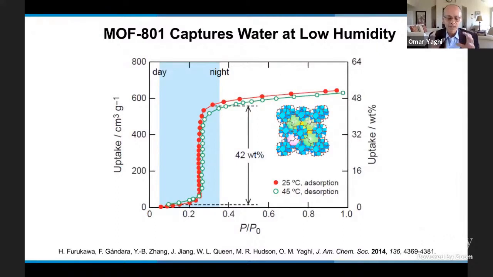But for a MOF, you have the inorganic part, let's call it the hydrophilic part, and the hydrophobic part is the organic part. And this modulates how tightly water can bind to the interior of the MOF. And therefore, we can modulate this strength very nicely, which allows us to then have the water come out at lower temperatures.